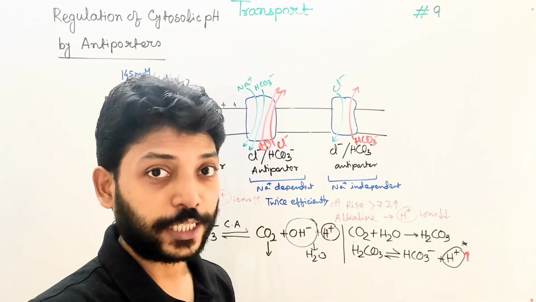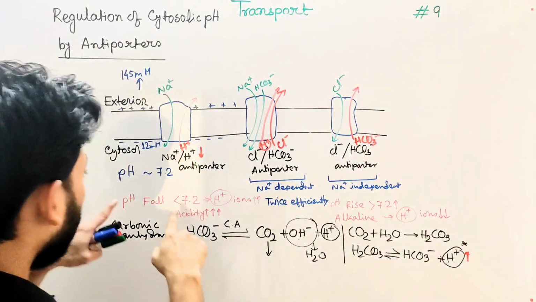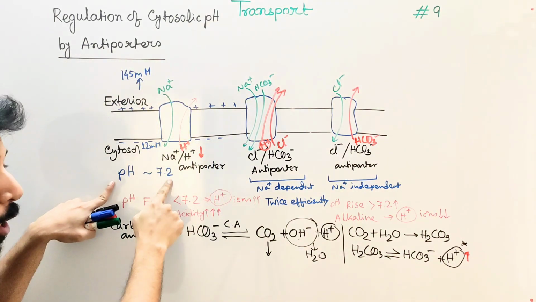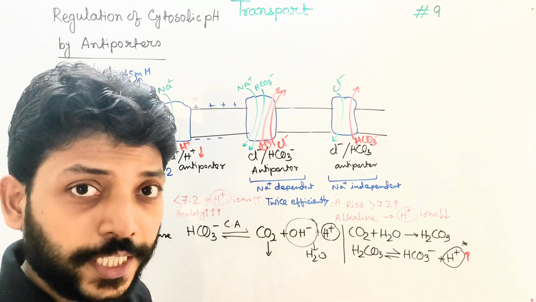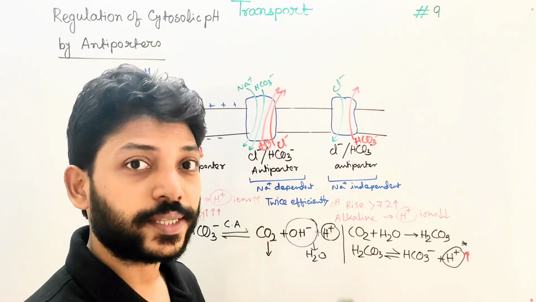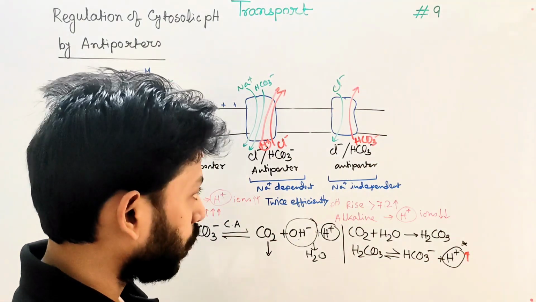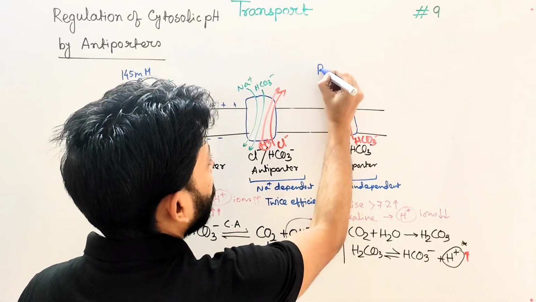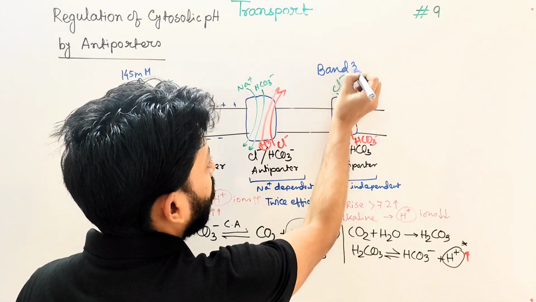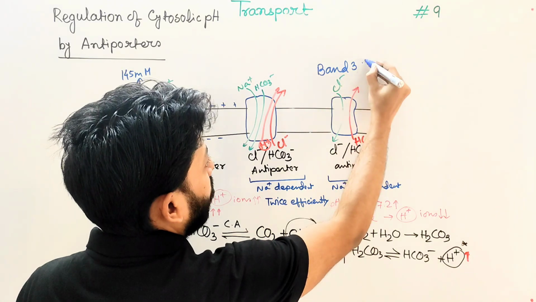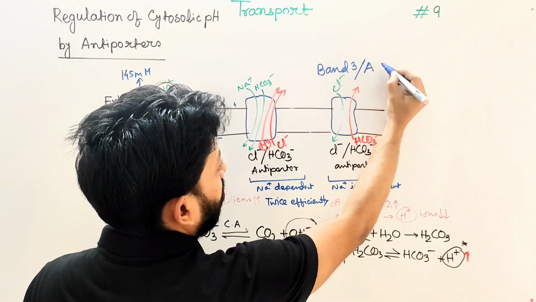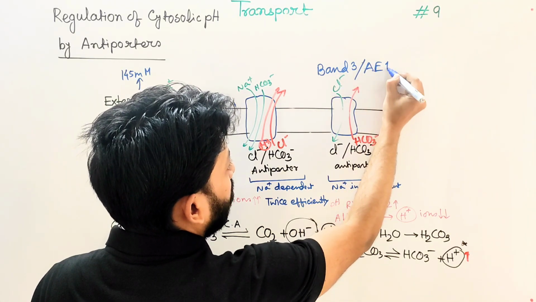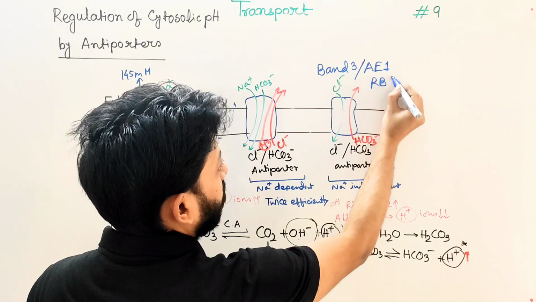These three antiporters maintain the pH at about 7.2, that is close to neutral pH, so that cytosolic proteins can work at their best. Now this antiporter is also called band 3, or you can remember it as anion exchanger 1 in case of red blood cells.